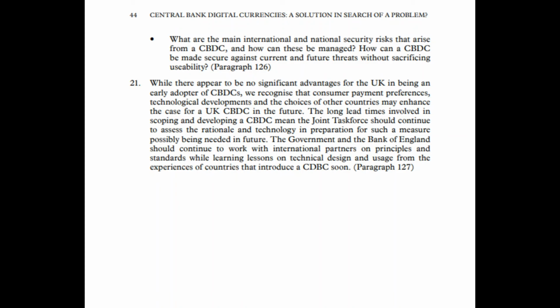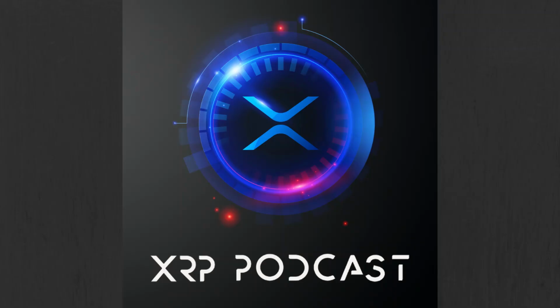The government and the Bank of England should continue to work with international partners on principles and standards while learning lessons on technical design and usage from the experiences of countries that introduce a CBDC soon. End of conclusion.